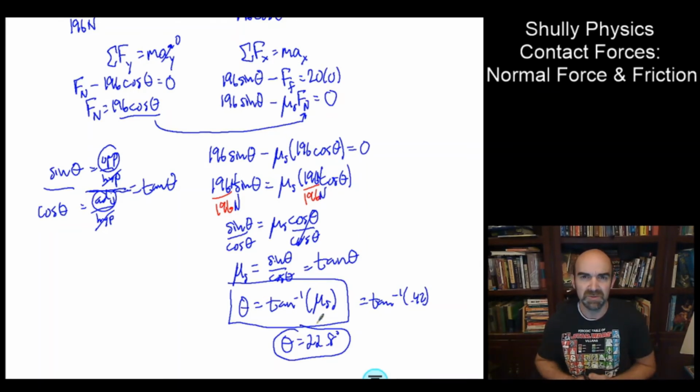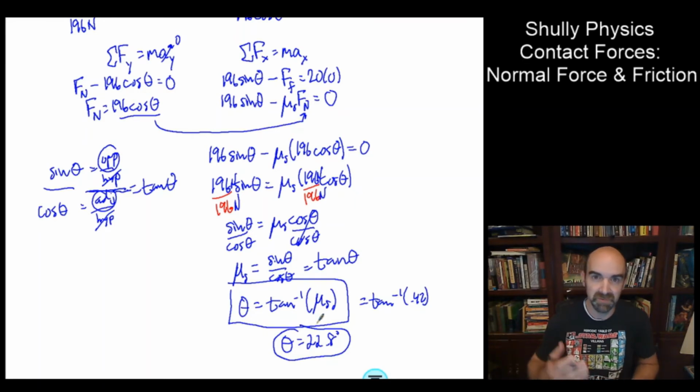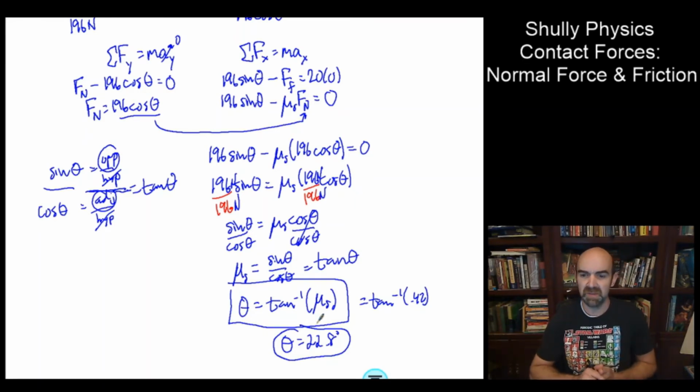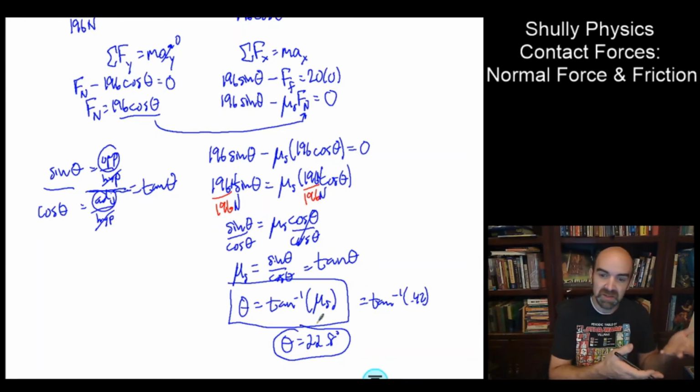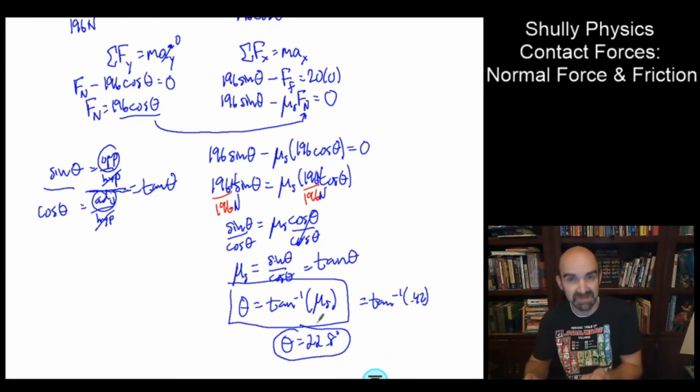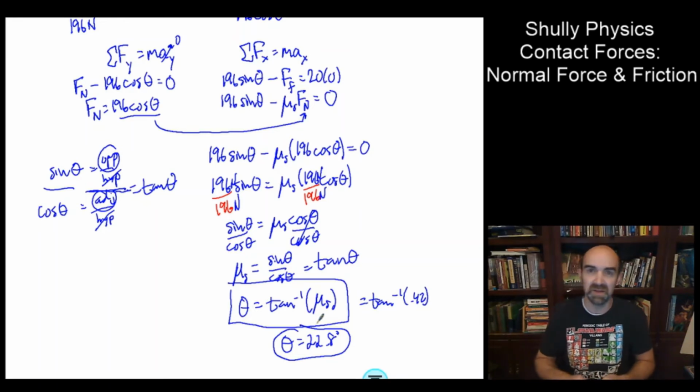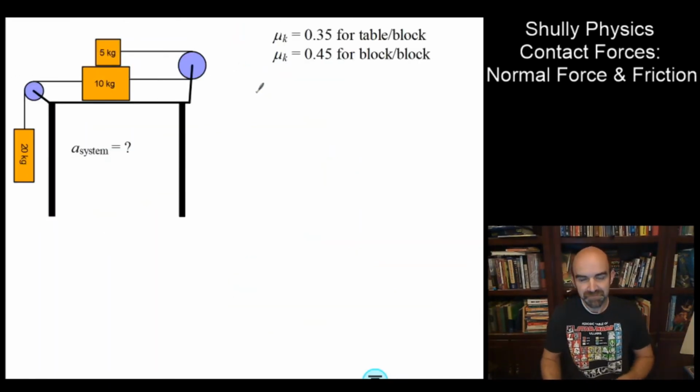Now, all surfaces are inherently not perfect. So sometimes in some parts of the block, it may need a little bit more angle, and other parts of the block will need a little bit less angle, but somewhere around 22.8, it's going to start to slide. All right, our final example.